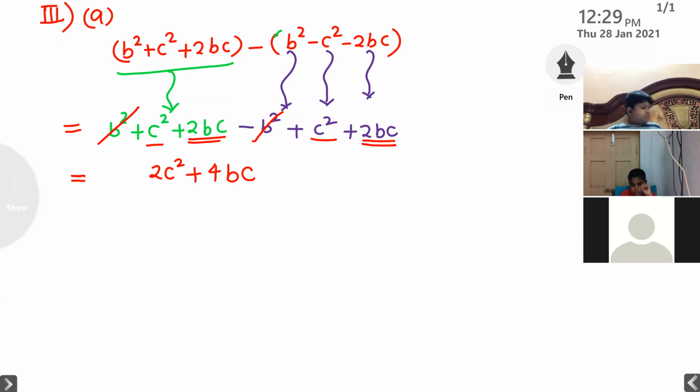This is a very simple question, students. In yesterday's class, I explained so many questions like that. Whatever first term is there, I will write as it is, and in the second term, all signs will change. If terms are the same and signs are different, both are like terms with different signs, we can cancel out. Minus b square plus b square, I have cancelled. Plus c square plus c square is 2c square, plus 2bc plus 2bc is 4bc.